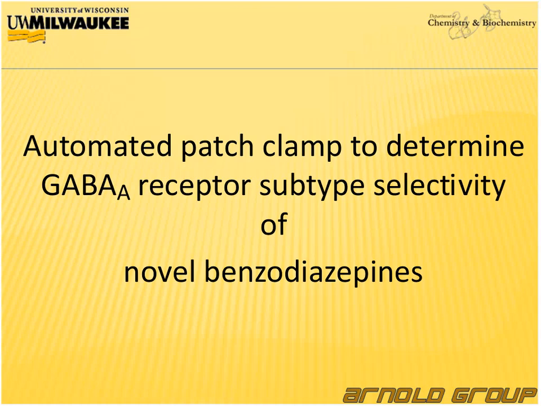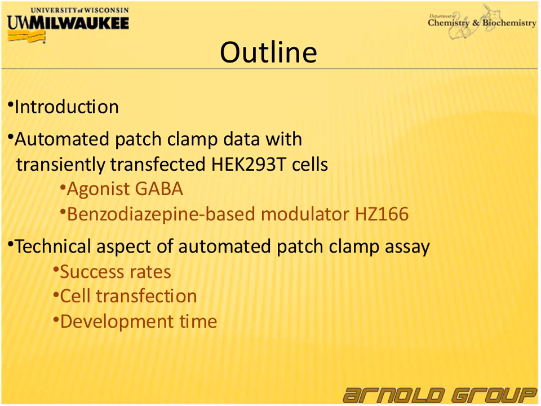Developed an assay to determine the GABA receptor subtype selectivity in order to determine this for new benzodiazepines, which were developed by our collaborator. So the outline for today is I want to give you a short introduction, and then the first part of my talk will be about the automated patch clamp assay, and we are using for that transiently transfected HEK293 cells. And we were investigating an agonist, GABA, and the positive modulator HZ166.